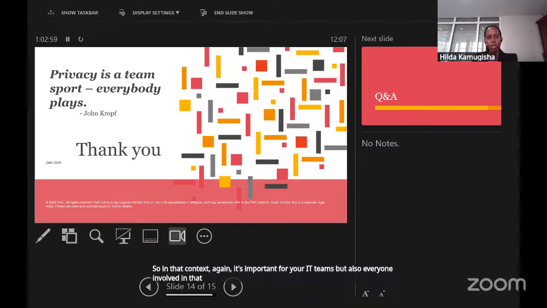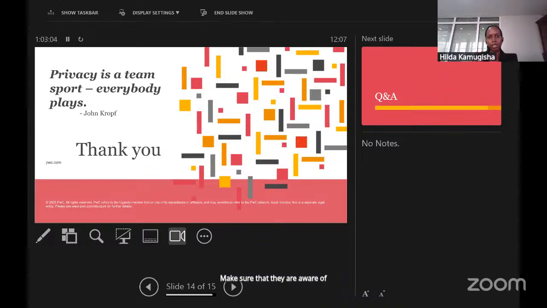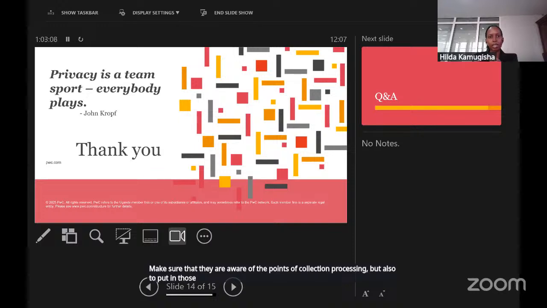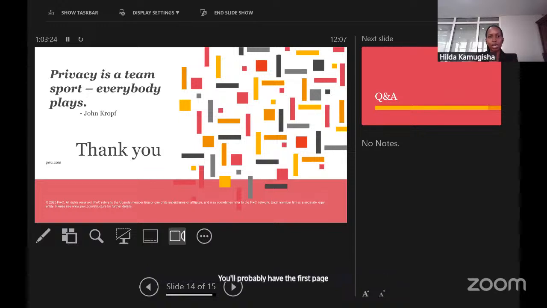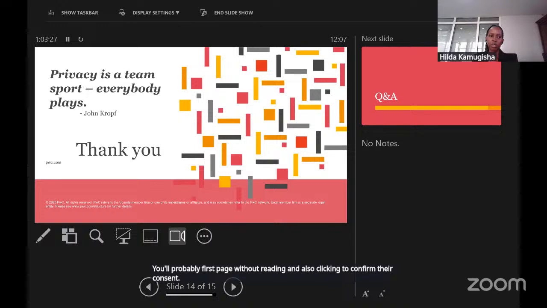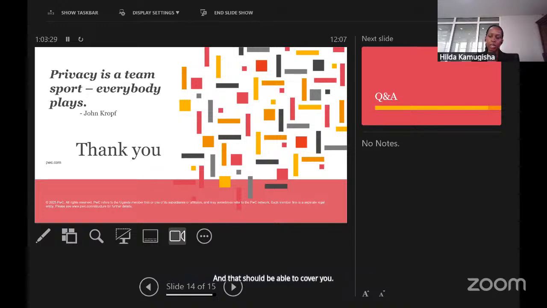So in that context, again, it's important for your IT teams, but also everyone involved in that chain around the digital services, to make sure that they are aware of the points of collection, processing, but also to put in those consent clicks, consent information, the different forms in which you can get that consent. Involve the client, make sure it's visible, it's clear, they can't miss it, and they cannot go beyond your first page without reading and also clicking to confirm their consent. And that should be able to cover you regarding consent in the paperless business environment.